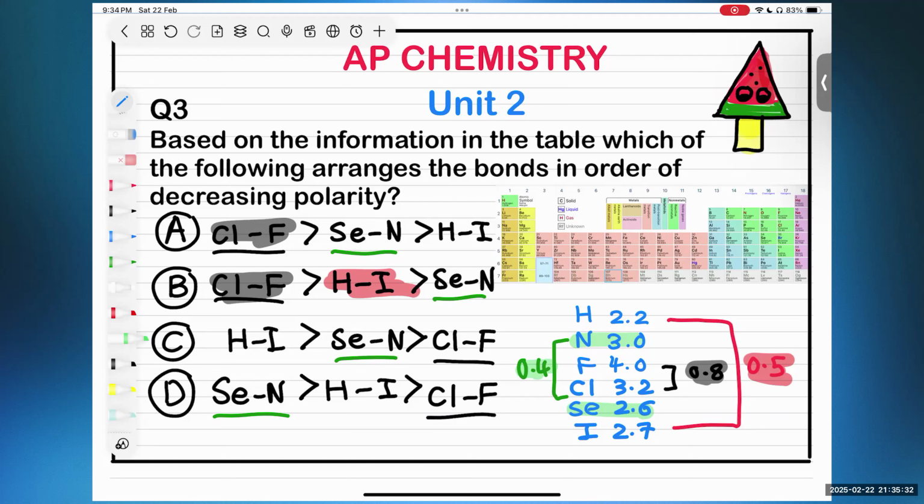So since this is the smallest difference in the electronegativity, they have the smallest polarity. So hydrogen and iodide is the weakest. Nitrogen and selenium, sorry, nitrogen and selenium. So nitrogen and selenium is the weakest polarity because it has the smallest difference, that's 0.4 only in electronegativity difference.